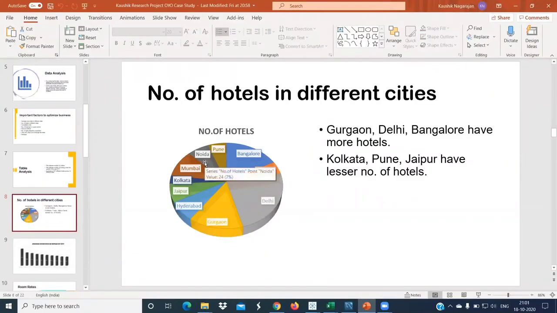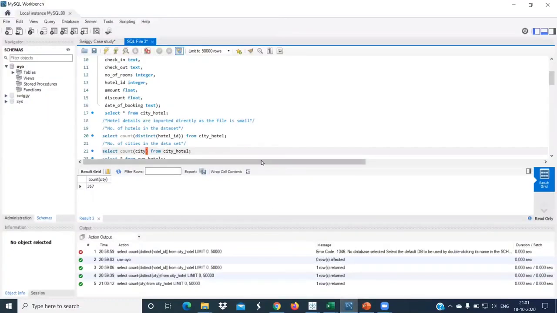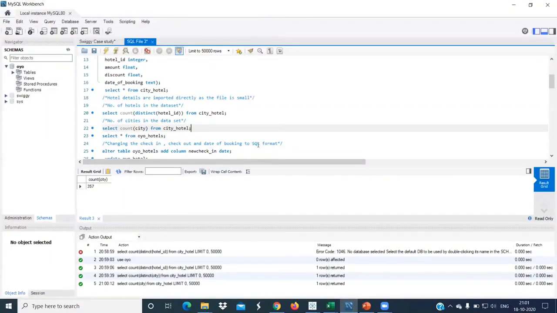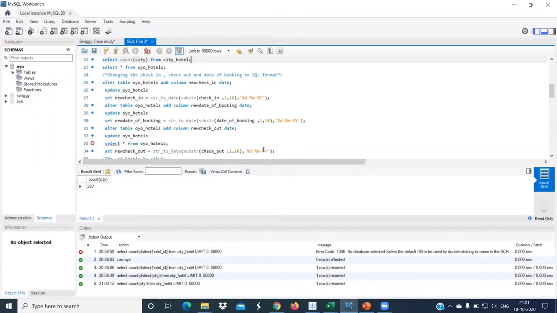Number of hotels in different cities. Again, this is a pie chart. This pie chart was prepared by executing a SQL query first, and then the values were entered in an Excel sheet, so this pie chart was formed. The values are found using an SQL query, which I'll demonstrate. It was observed that Gurgaon, Delhi, Bangalore have more hotels, and Calcutta, Pune, Jaipur have fewer hotels. So this is the query to obtain the number of hotels in different cities.